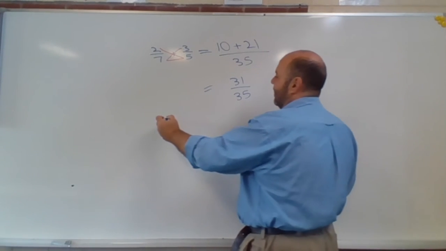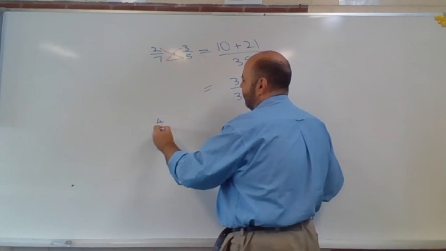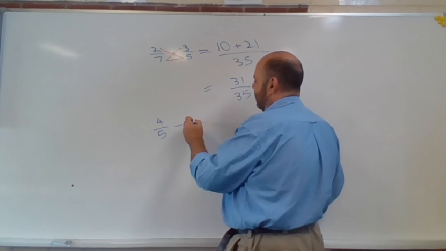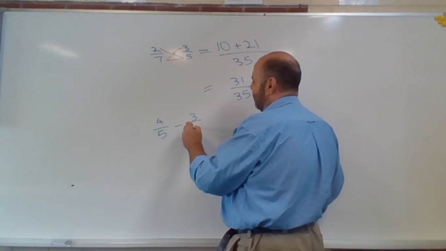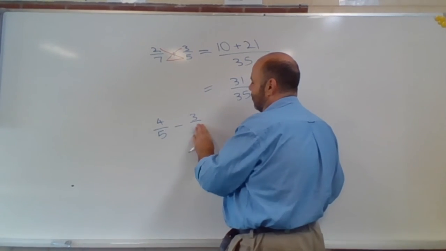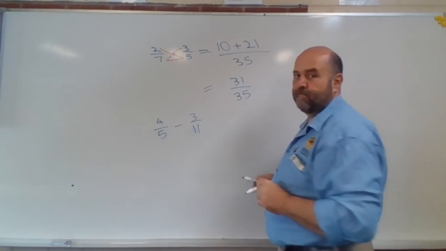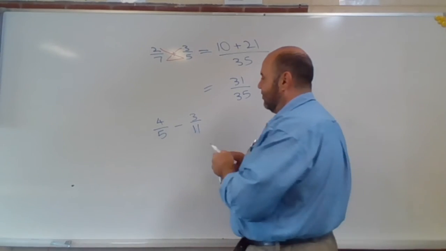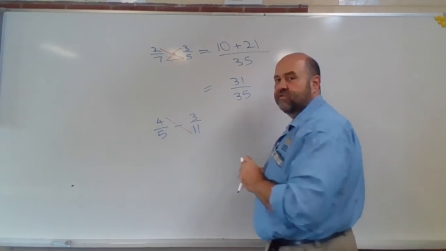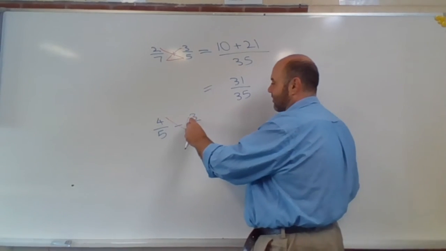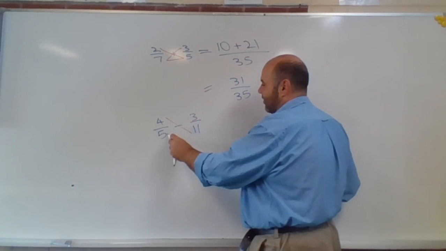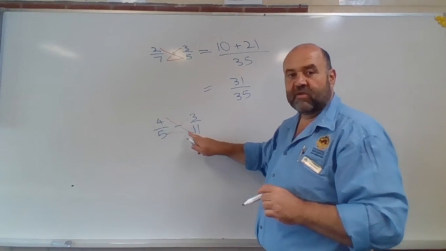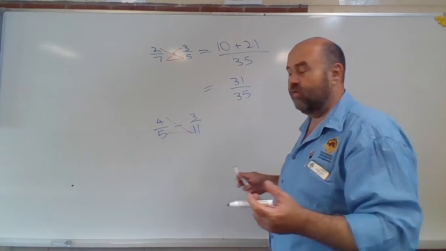So let's say I've got 4 over 5 minus, let's say, 3 tenths. Actually, make it more complicated: 3 11ths. 4 over 5 take away 3 over 11. So I just think about that pattern. The 4 gets joined to the 11, the 5 to the 3, the 3 to the 5, and this 5 to that 11. So 4 multiplied by 11 is 44.